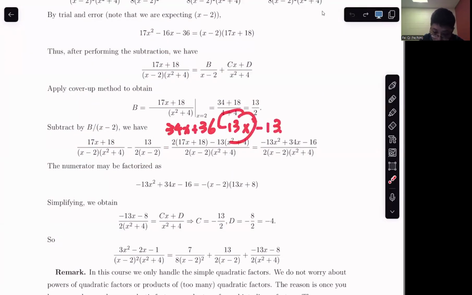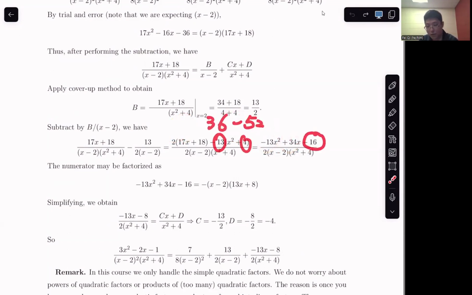So I will keep the minus 13 here. I will keep the 34x over here. So 36 minus, okay, I made a mistake over here. This is 13 times 4, which is supposed to be minus 52. So 36 subtracted by 52, I am supposed to get minus 16.